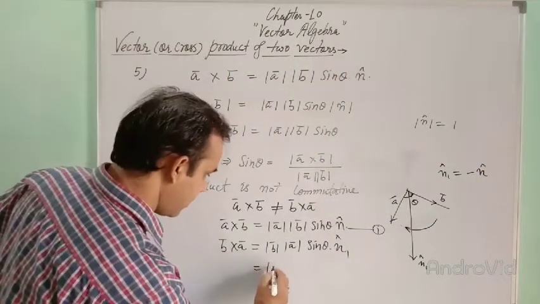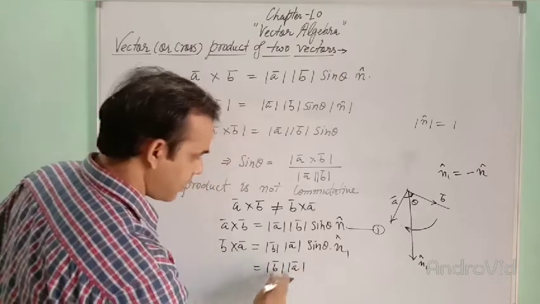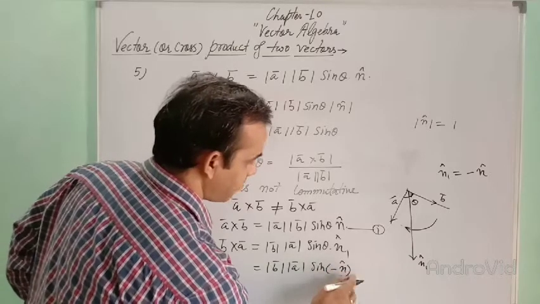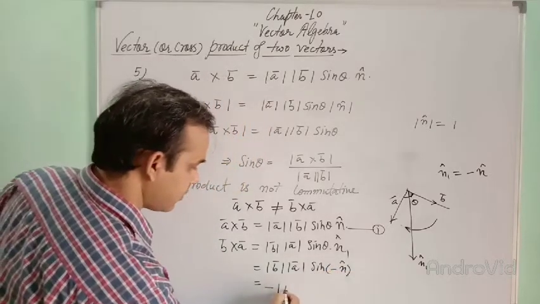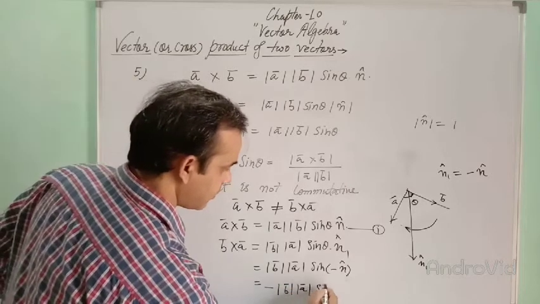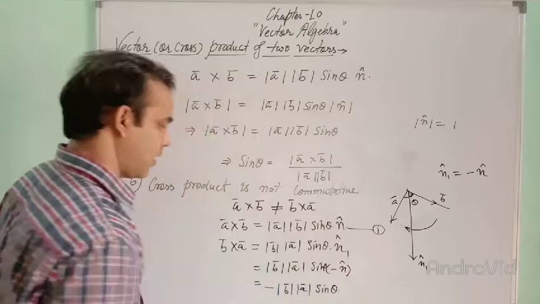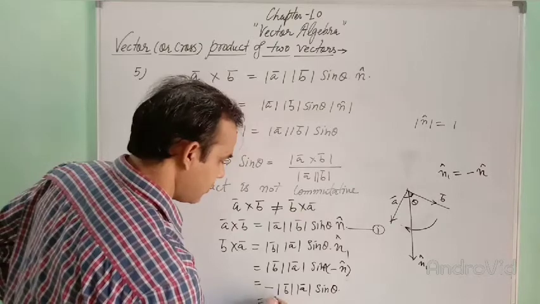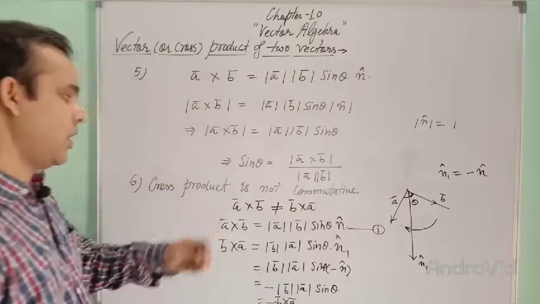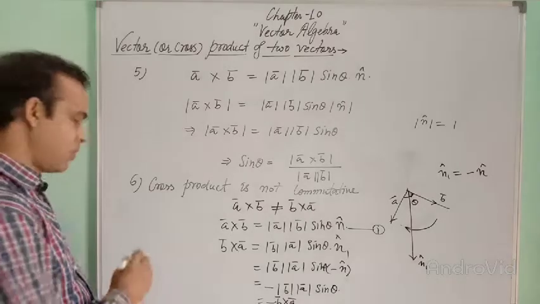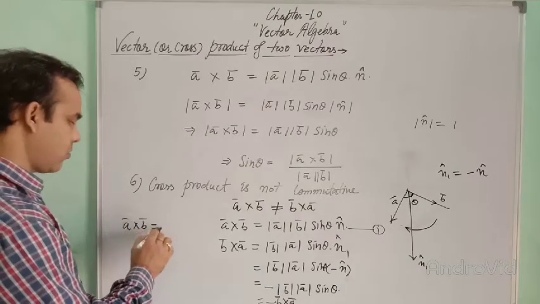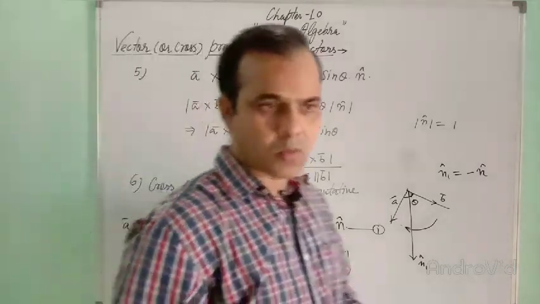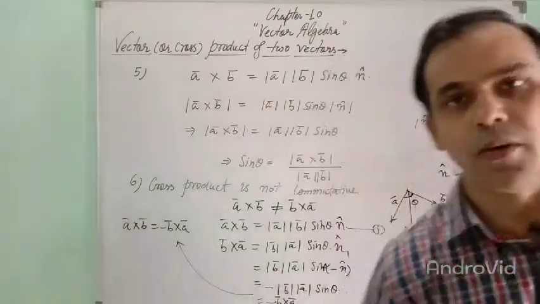So we can place its value here: B vector magnitude, A vector magnitude, sin theta, and it is n cap, with a minus sign. That is the value for B cross A, so minus B cross A. So you have the relation A cross B equals minus B cross A. A cross B is equal to minus B cross A. So we will have this relation. The cross product of two vectors is not commutative.